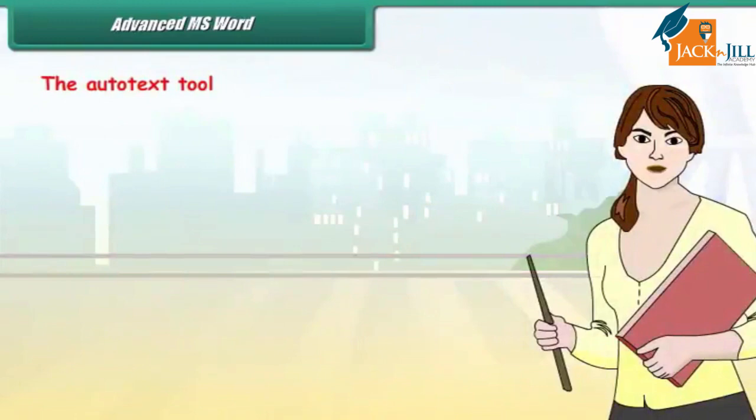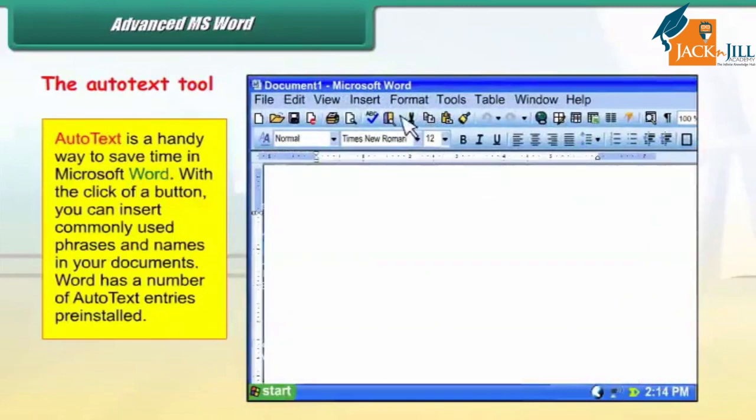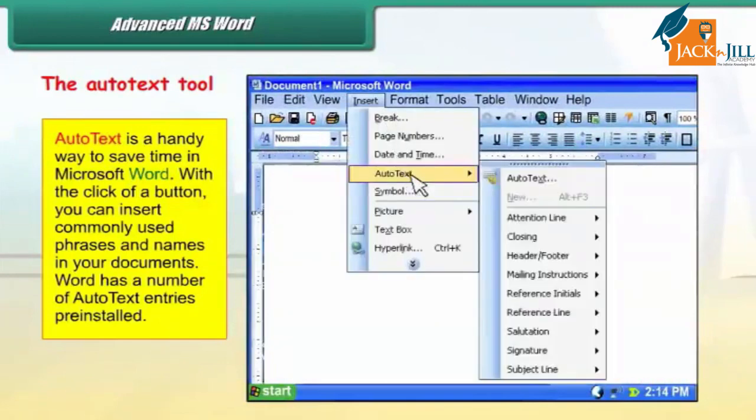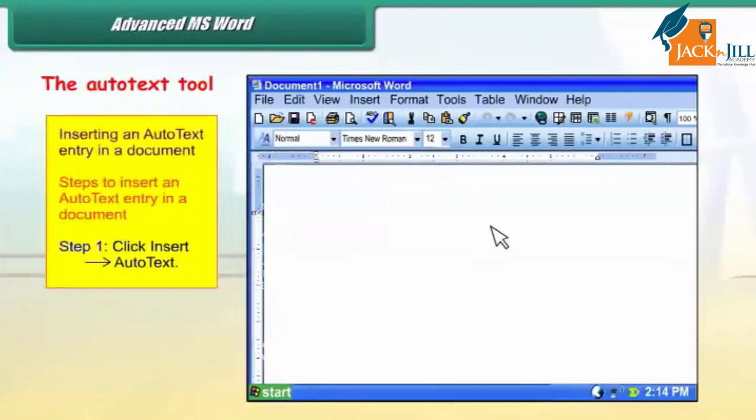The Auto Text tool. Auto Text is a handy way to save time in Microsoft Word. With the click of a button, you can insert commonly used phrases and names in your documents. Word has a number of auto text entries pre-installed. Inserting an auto text entry in a document. Steps to insert an auto text entry in a document.